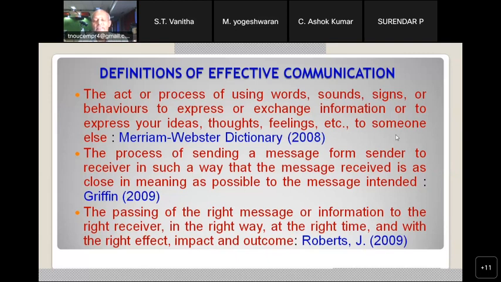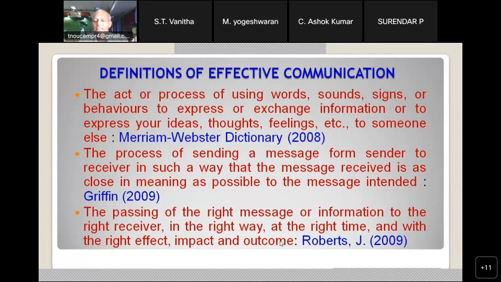And Roberts defines communication as the passing of the right message or information to the right receiver in the right way, at the right time, with the right effect, impact, and outcome. So he gives more importance to the impact and outcome also. Suppose there is a communication, there should be an outcome. So three words that he is using: effect, impact, and outcome.